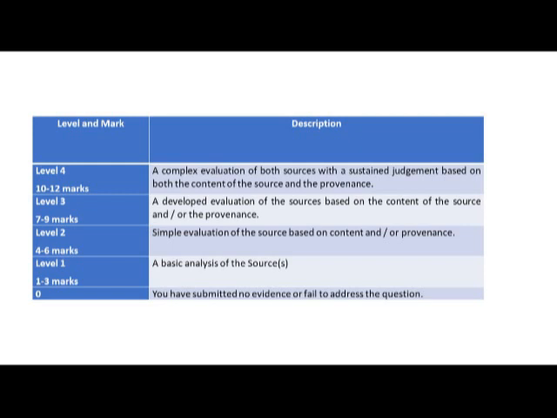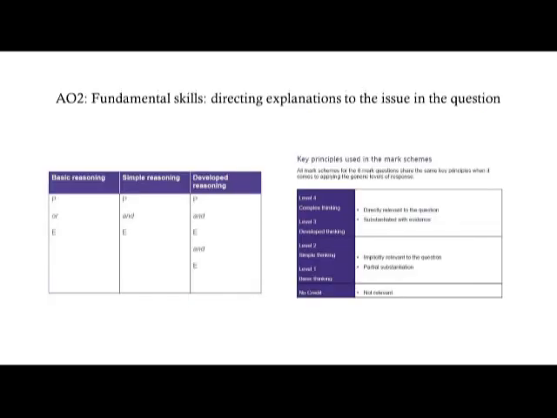And you're not just using the content of the source, but you're using the provenance as well. So content, provenance, both sources together. 3 paragraphs. Okay, so that's our AO3. That's our source skills. Let's move on to AO2.